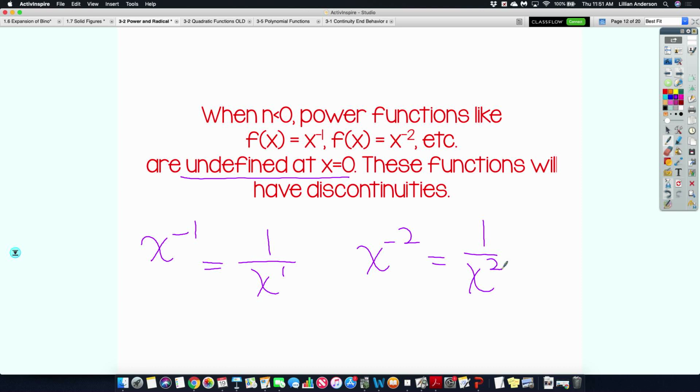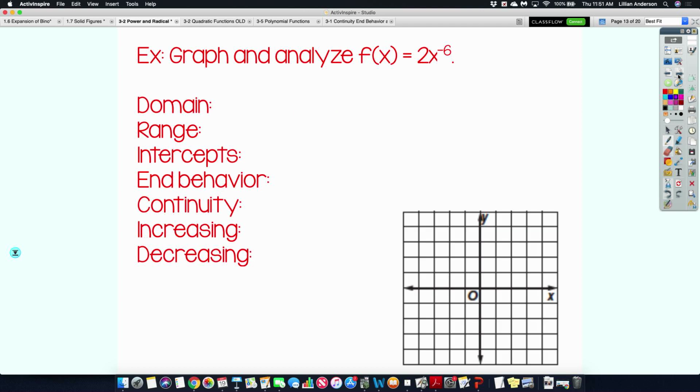If I say x squared equals 0, x equals 0. X is always going to equal 0. So x will not equal 0, and so on and so forth for the rest of them. Okay? So, be aware of those anytime you have a negative in your exponent. So, let's graph this. Do this one together.